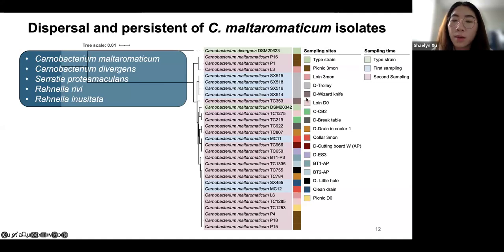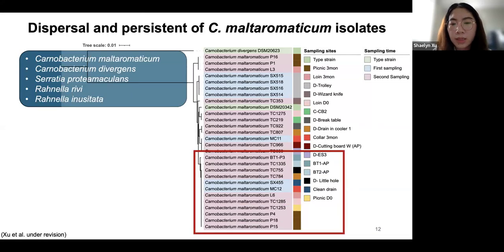As you can see, there are a lot of isolates of Carnobacterium maltaromaticum that have been isolated from meat samples, from the food contact surfaces such as the break table, as well as the non-food contact surfaces like the floor drains in the cooler room. The isolates have also been collected at both sampling times. And if you take a look at the bottom cluster, you can see that quite many meat isolates are closely related to the non-food contact surfaces, especially the floor drains at the cooler room.